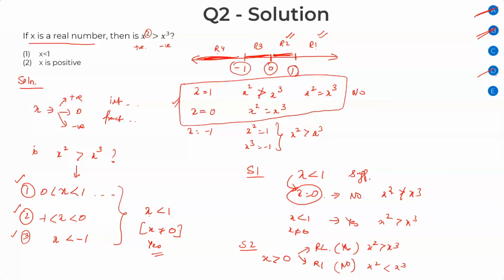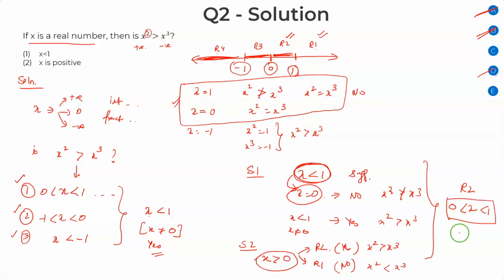Okay, so when you combine, what's going to happen? When you combine, notice we know that x is less than 1. We know from statement 2 x is greater than 0. So this boils down to x is between 0 and 1. And now we have a clear-cut region 2 with us, and we know that in this case the answer is yes, x square is greater than x cube. So the answer is going to be option C.